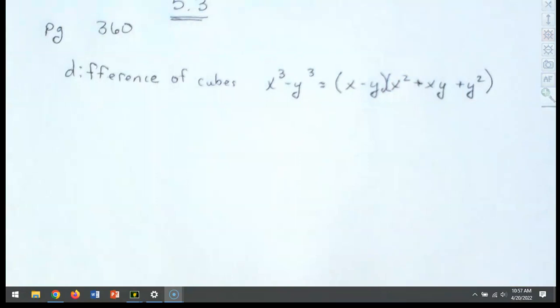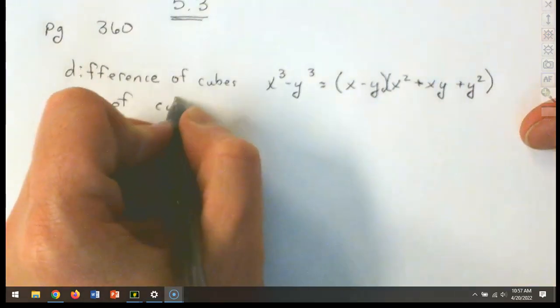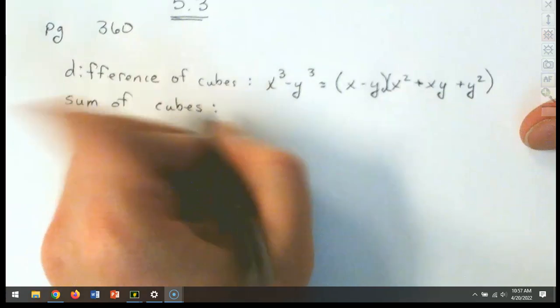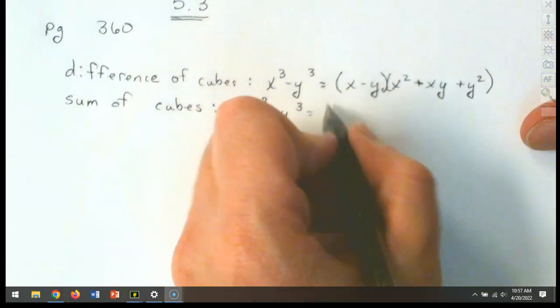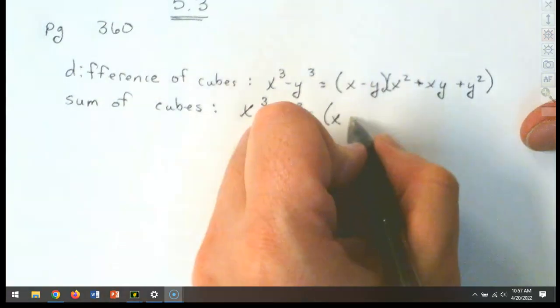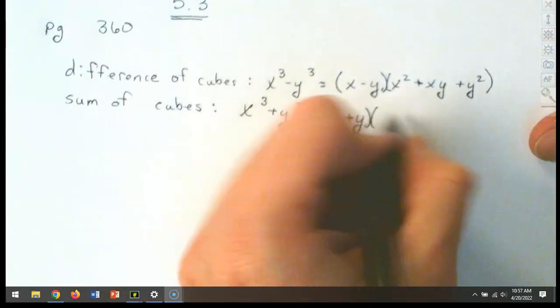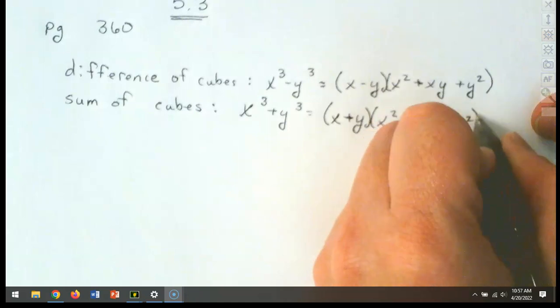Now, on these formulas, what is really important more than anything else is not the formula itself so much as the signs. So we've got to make sure that we get the signs down. That's a difference of cubes, and we also have a sum of cubes. The sum of cubes is x cubed plus y cubed, and the signs are slightly different. The signs for the sum go x plus y, x squared minus xy, and then a plus y squared.